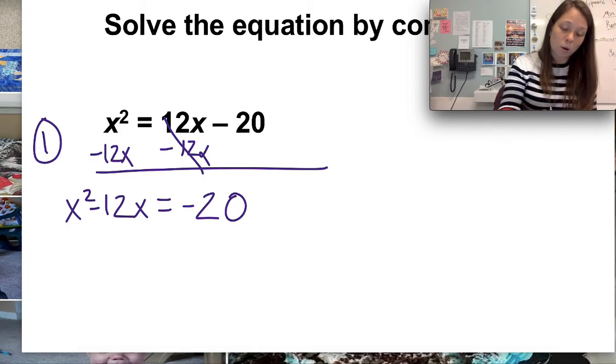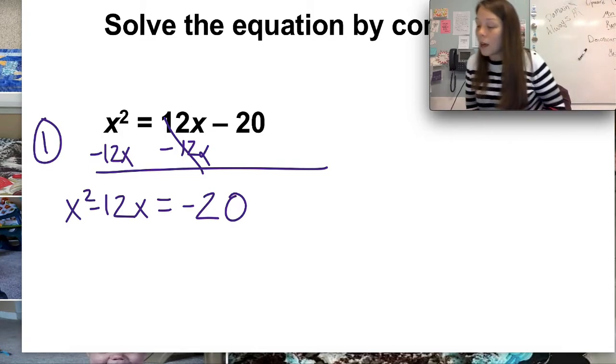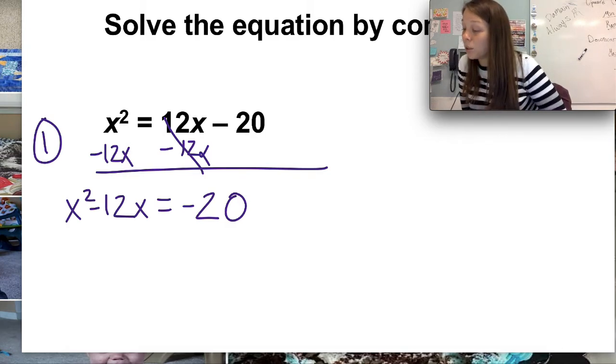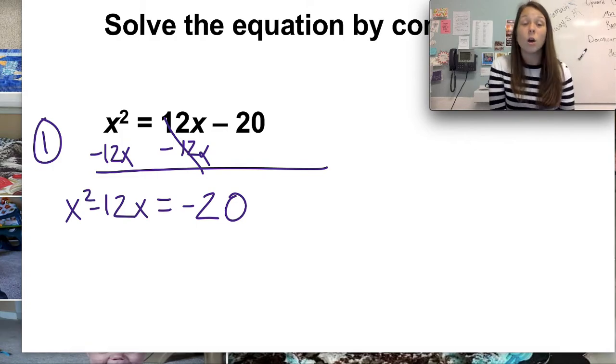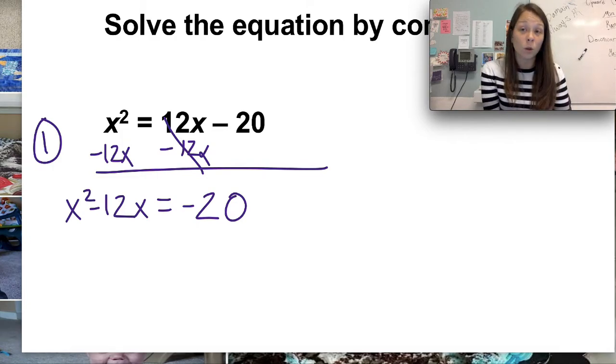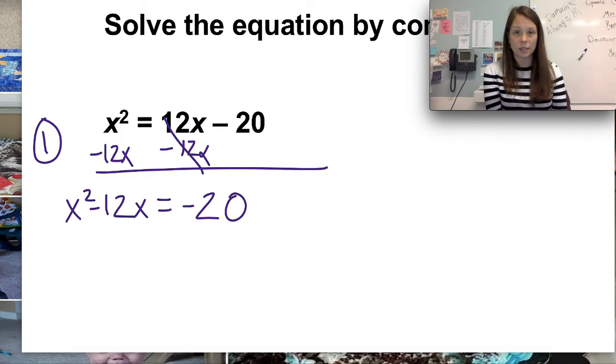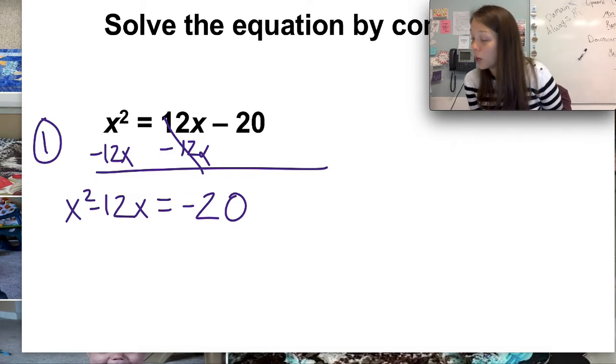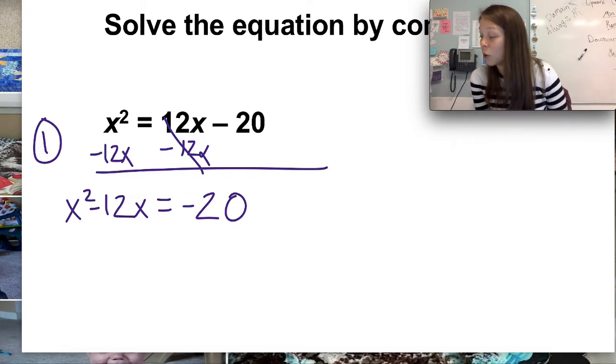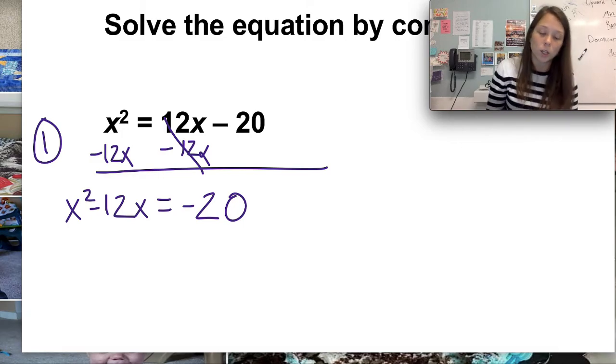Step 2 of this process says to, as needed, divide both sides by a to make the leading coefficient of x squared 1. Well, the number in front of x squared is already 1, so I don't need to complete step 2. Step 3 says complete the square by adding b over 2 squared to both sides of the equation.